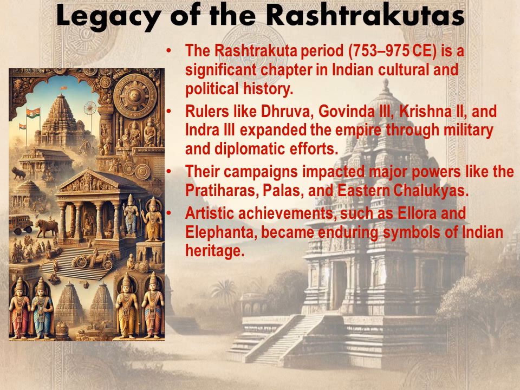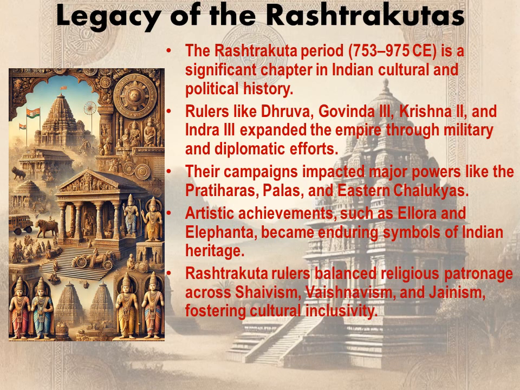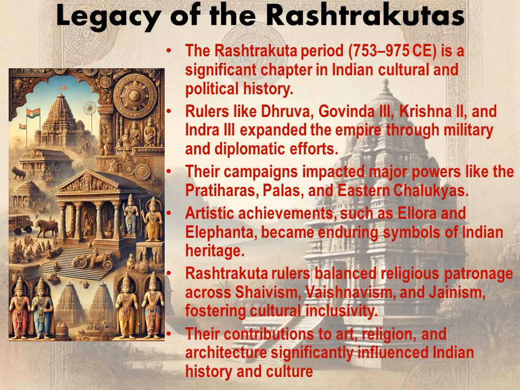Artistic achievements such as Ellora and Elephanta became enduring symbols of Indian heritage. Rashtrakuta rulers balanced religious patronage across Shaivism, Vaishnavism, and Jainism, fostering cultural inclusivity. Their contributions to art, religion, and architecture significantly influenced Indian history and culture.